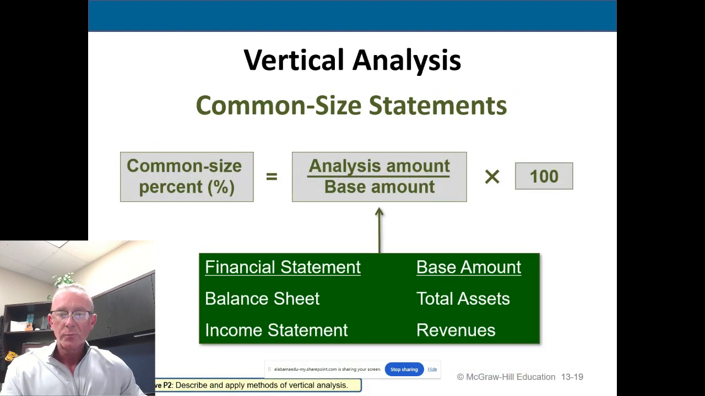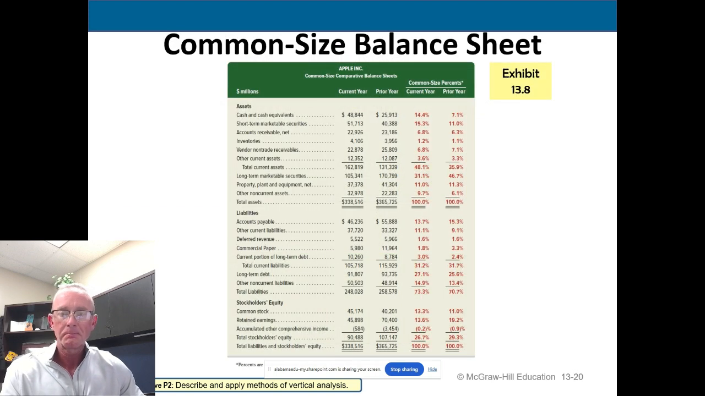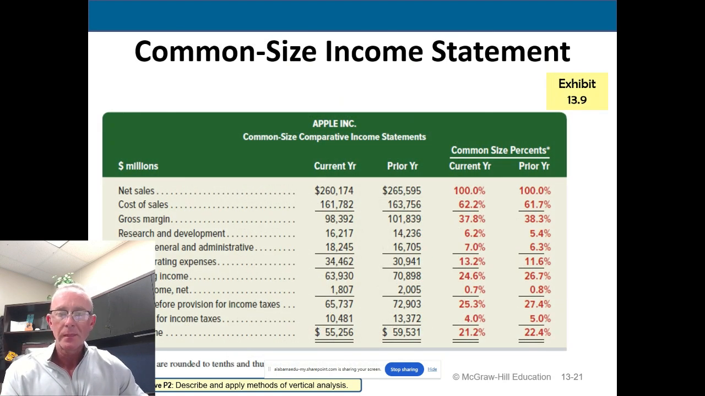Vertical analysis. That's your base amount, usually in the balance sheet. It's going to be our total assets or total liabilities. We're going to say what percentage of total assets is cash. You can see here we're using total assets, and cash is 14% of our total assets, which is what I'm trying to find here. What percentage of my total assets is my accounts receivable?